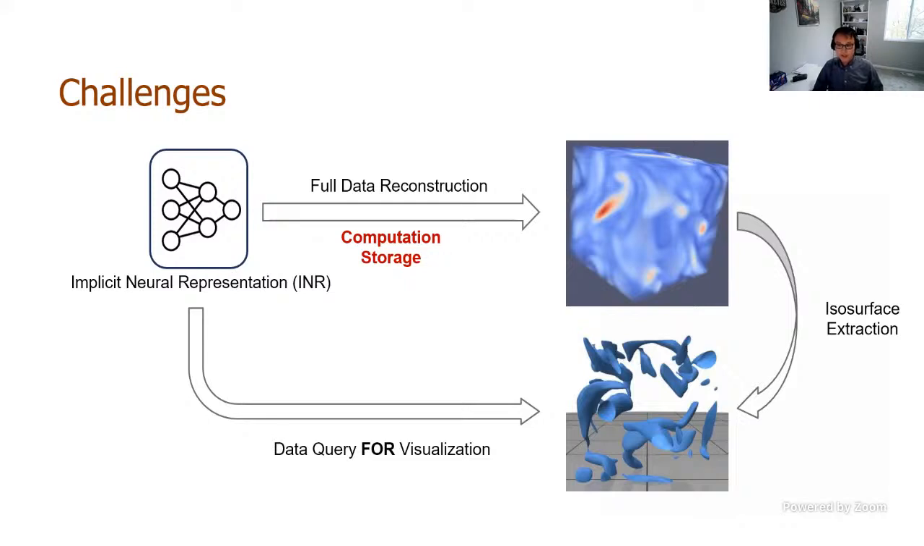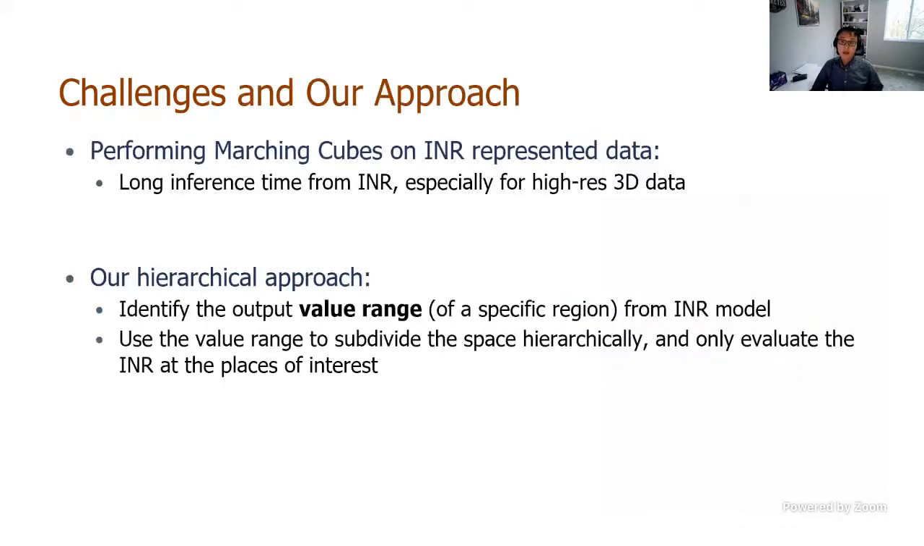In this paper, we focus on a specific visualization problem of isosurface extraction. Marching cubes is a well-known algorithm for identifying isosurfaces. However, as mentioned in the last slide, dense data reconstruction from neural networks for marching cubes is very expensive. So in this paper, we proposed a novel approach to quickly identify the output value range from our INR model. We can use this value range to help subdivide the space hierarchically and identify the cells that contain the isosurfaces, so that the total INR inference time is reduced.